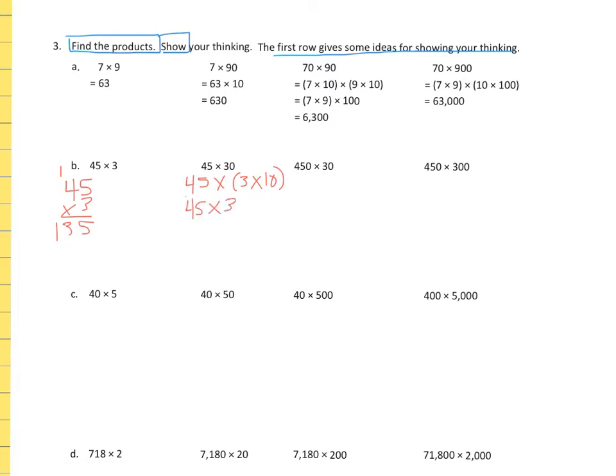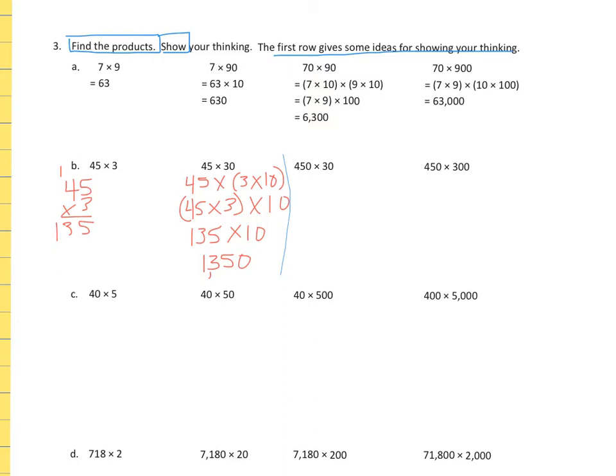Next, we're going to multiply 45 times 3. Put that in parentheses because that tells us that we're going to do that first, and then we're going to multiply by 10 second. So then we already know what 45 times 3 is. That was 135. And we're going to be multiplying it by 10, which means it's going to get 10 times bigger. That means we're going to add a 0 to the end of 5 to give us 1,350.